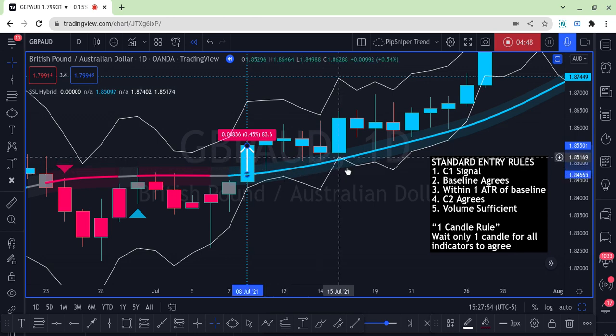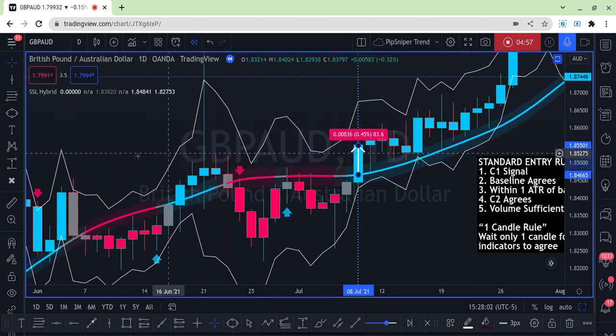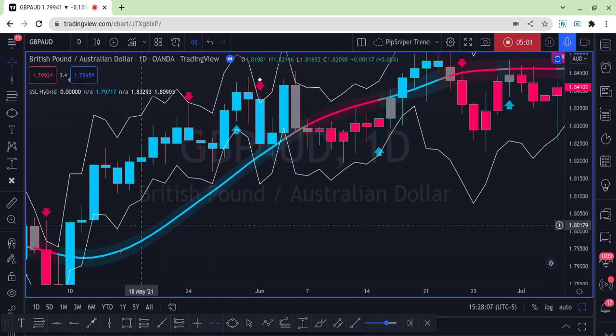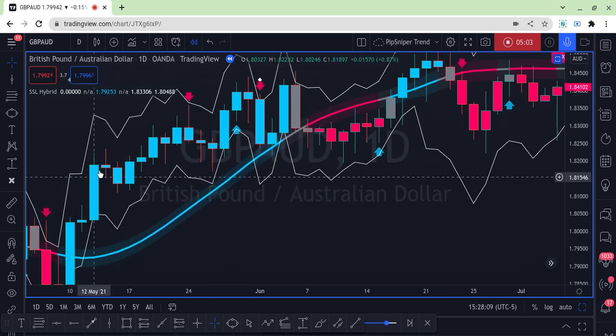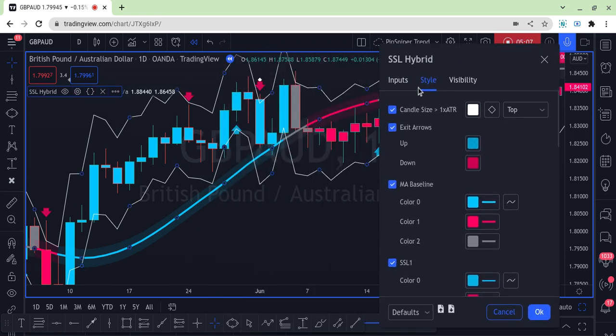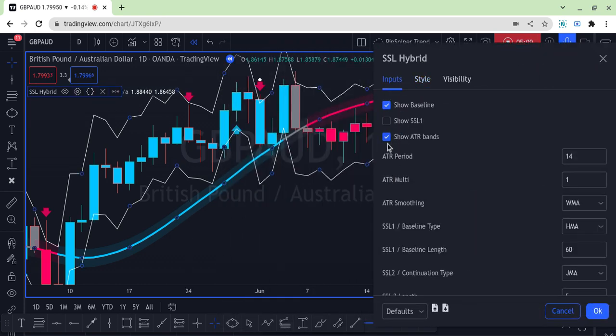is, do you see how this line right here goes up and the baseline is below? So in this particular case, this is actually outside of the 1 ATR. So if your baseline is outside of the ATR bands, then you also have a reason to stay out of the trade. Let me prove to you that those are the ATR bands.